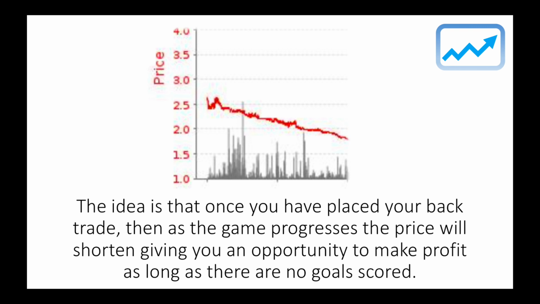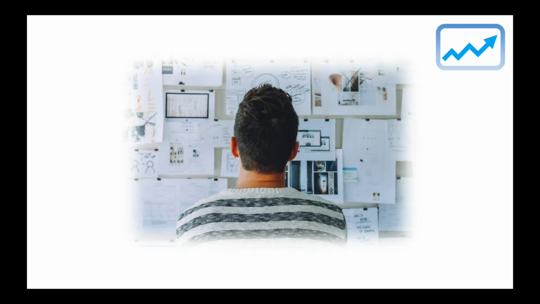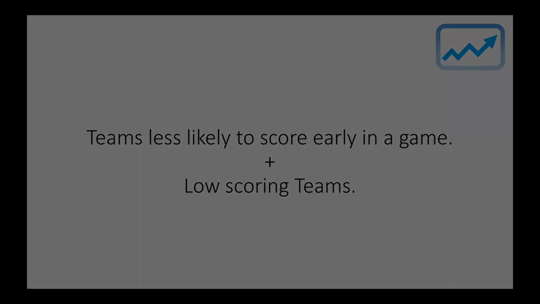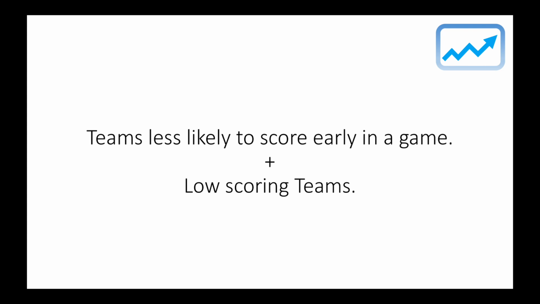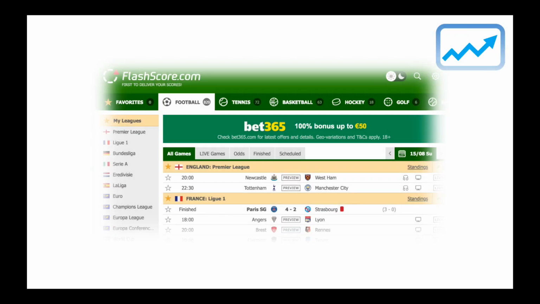Now, I'll show you this in my live trading example from the first day of the Premier League shortly, but before I do so, I just want to outline some rules for when and how to apply this strategy. So firstly, pre-match analysis is important for this strategy, as essentially you want to be adopting the strategy with teams who are less likely to score early in a game, and of course teams who are generally not high scoring teams. Now, you can use sites such as flashscore.com.